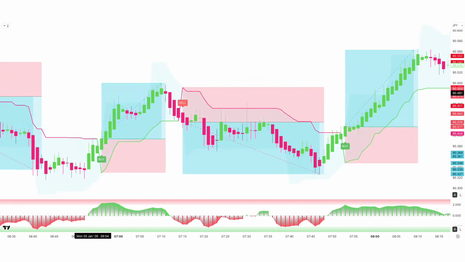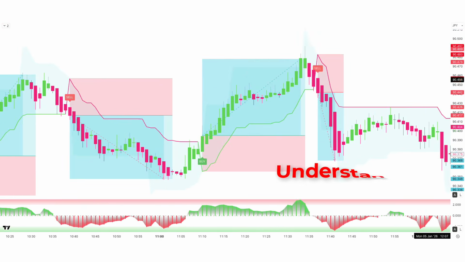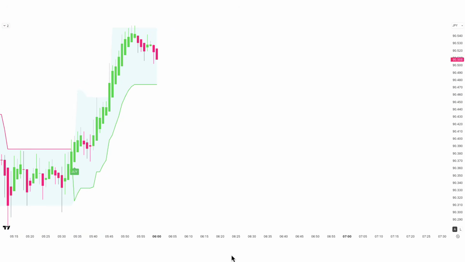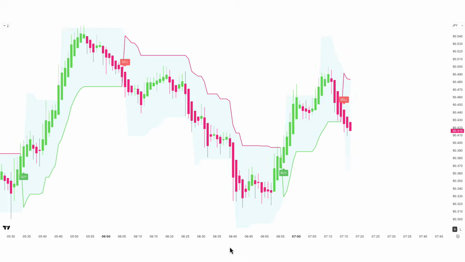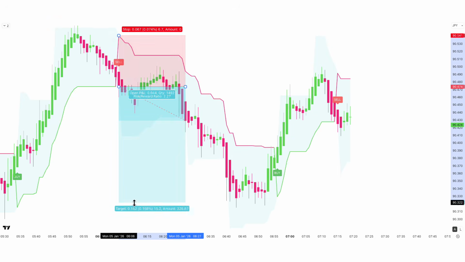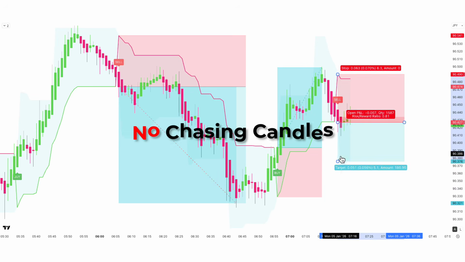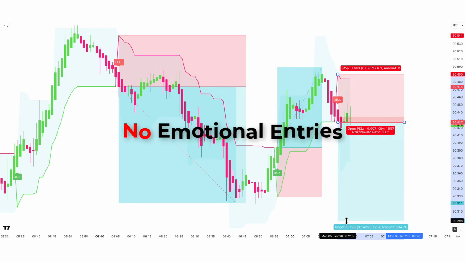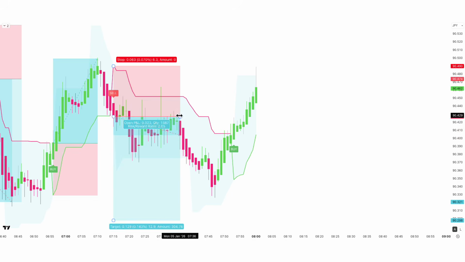This indicator tells you exactly when a new trend starts, but not for blind following, but for understanding. This indicator doesn't react quickly, it confirms. When the market structure shifts, when the momentum aligns, it gives a clear signal. The trend has started. No chasing candles, no emotional entries, just rule-based logic that makes the chart readable.